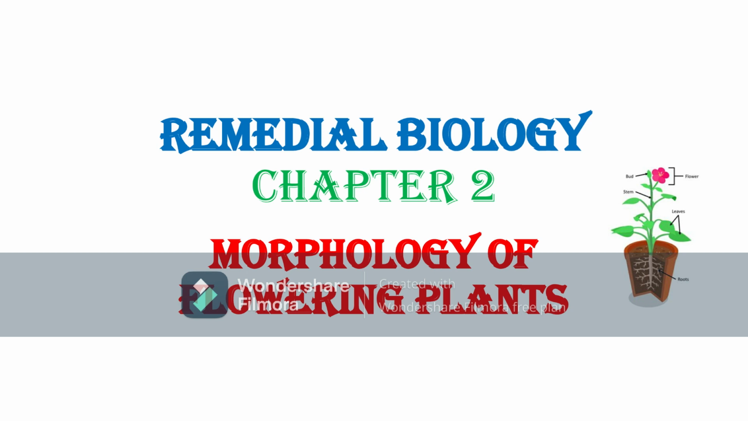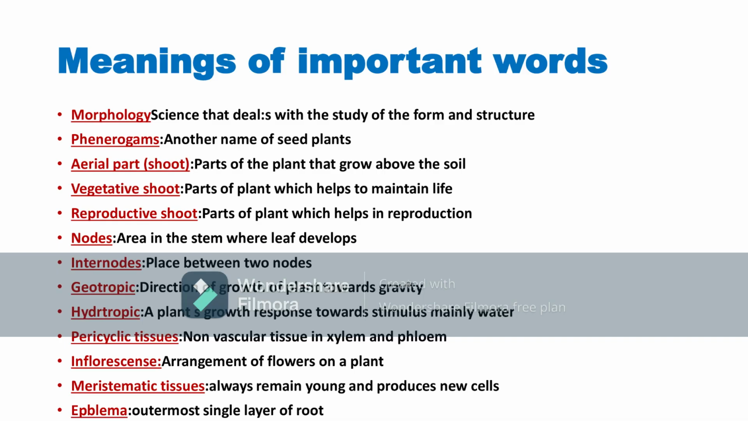In this video, we will discuss roots from chapter 2 of Remedial Biology, Morphology of Flowering Plants. First, we'll see the meanings of important words in this chapter. Morphology: the science that deals with the study of form and structure. Here it refers to the study of roots, stem, leaves, flowers and fruits.